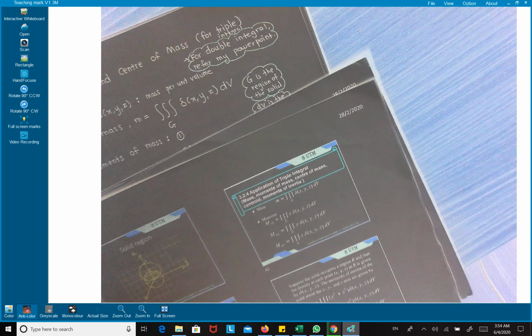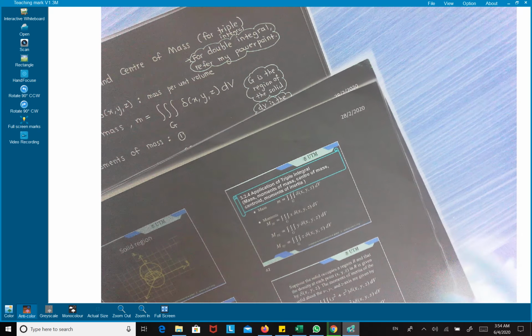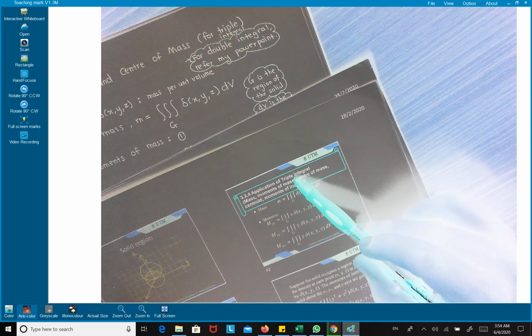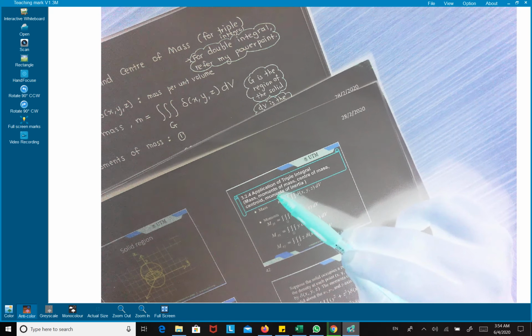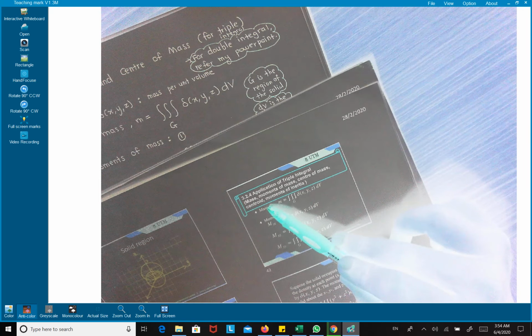Okay, Assalamualaikum semua. Jadi saya akan teruskan application of triple integral, that is mass, moment of mass, center of mass, centroid dan moment of inertia.